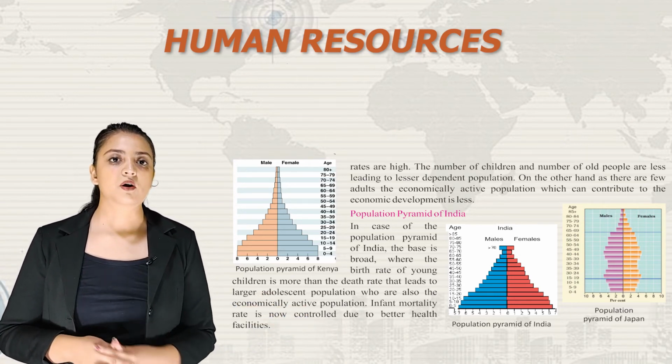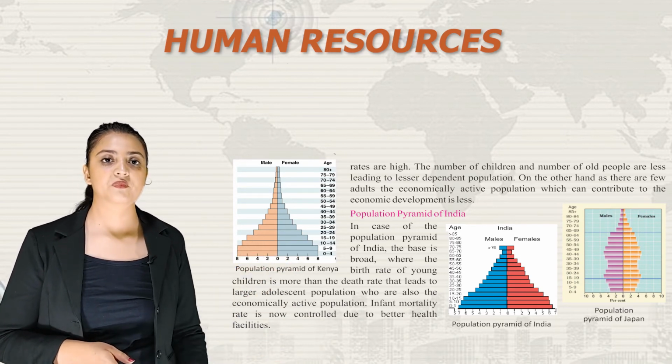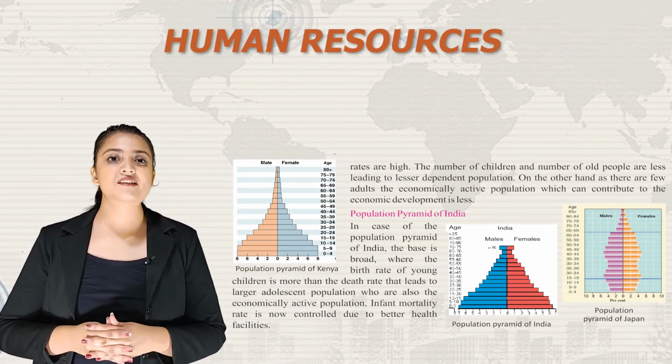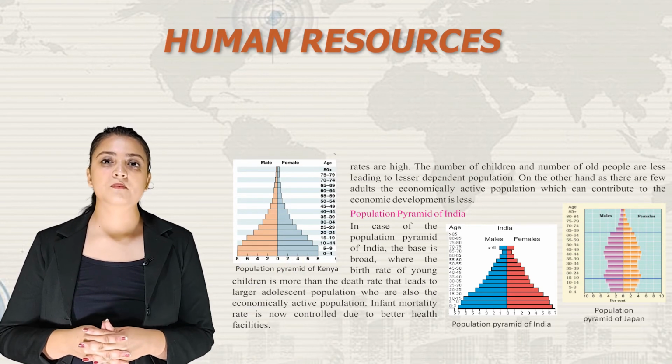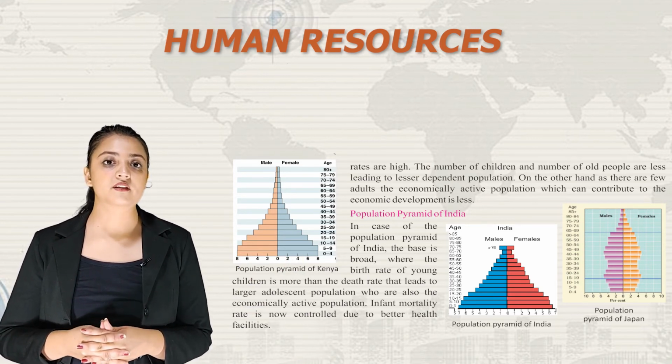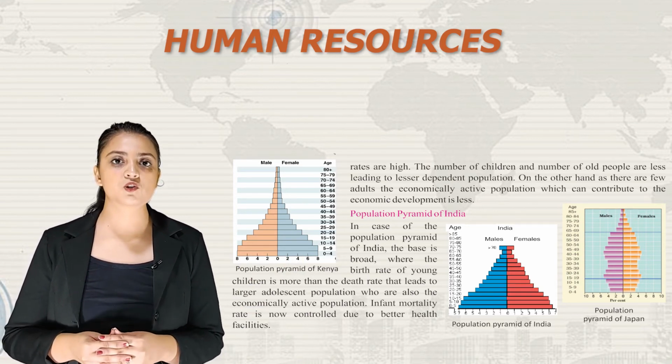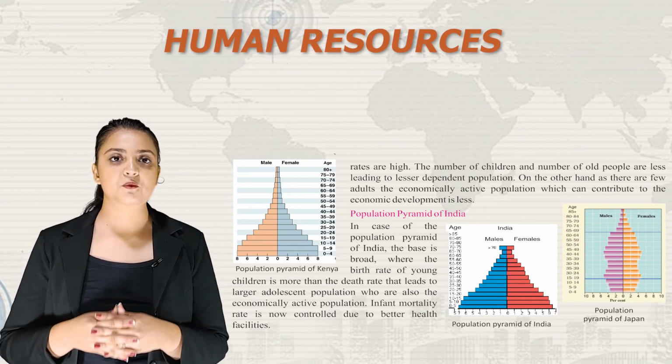Now let's talk about the population pyramid of Japan. In the case of Japan, the base is narrow, which means the low birth rate makes the number of children growing into adults less. As the death rate is also low, the old age population will be more.